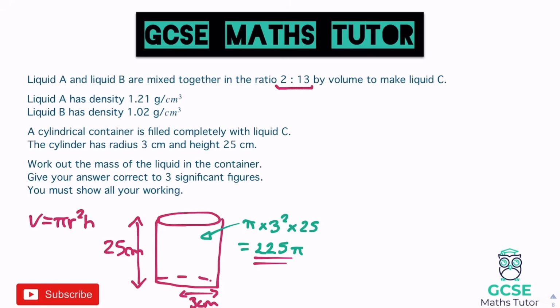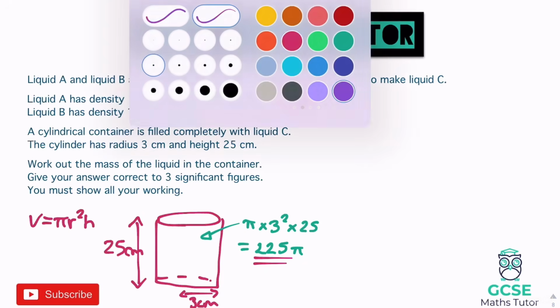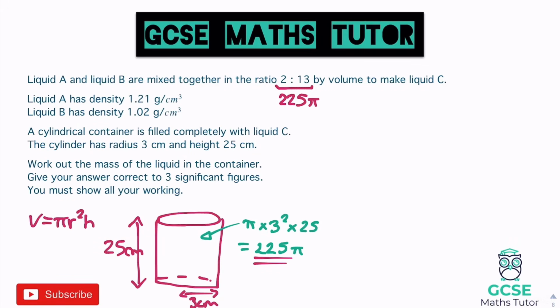Now getting my volume in for A and B, it says it's in the ratio 2:13. So we've got 225 pi that needs splitting in the ratio 2:13. We can just divide that by the total there, which is 15, and then we can split that in the ratio. Now 225 divided by 15 gives us 15 pi. Again, you could leave it as a decimal if you want, but then I'm just going to times that straight out by 2 and 13.